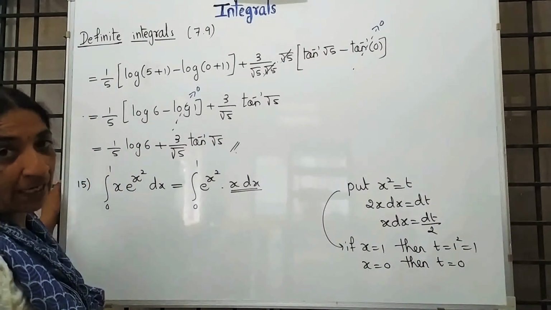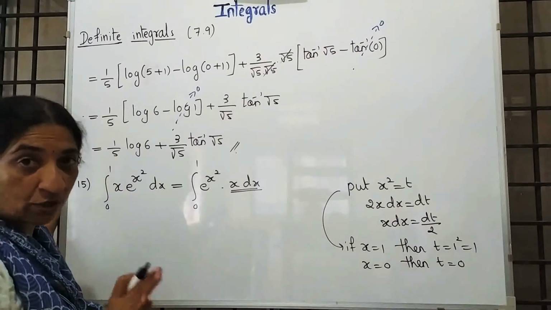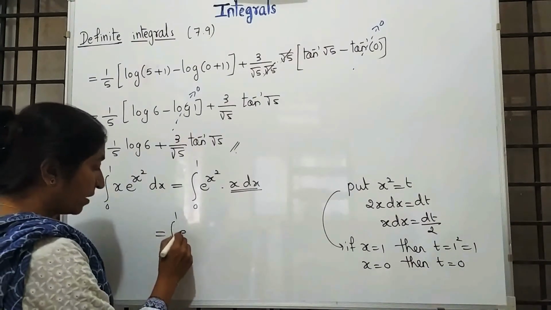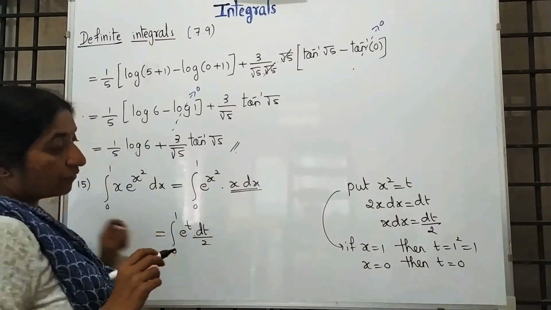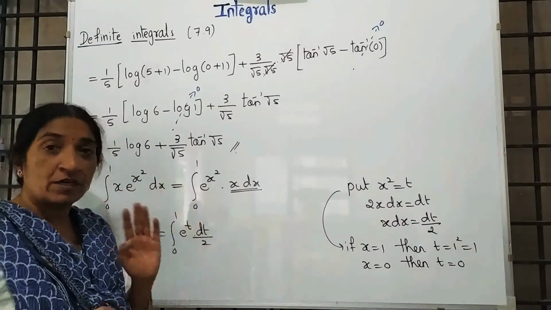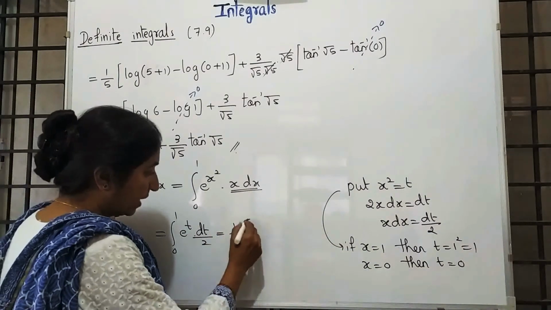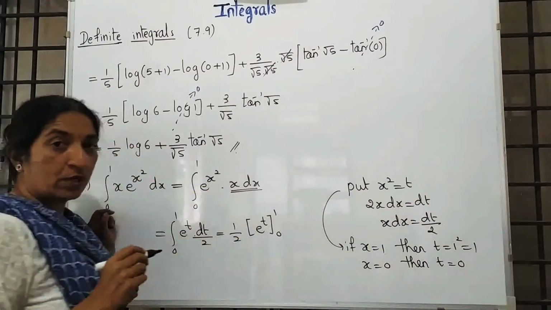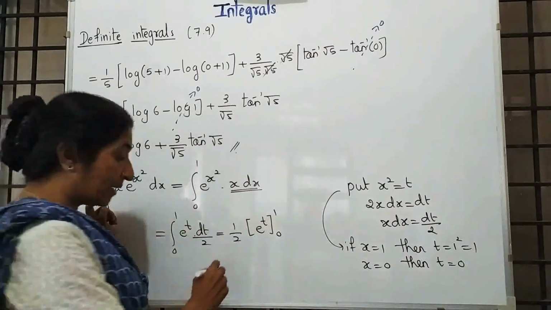So luckily you are getting the same values in this example, but every time you are not getting the same values. So it is 0 to 1, e raised to t into dt by 2. We converted the limits, that's why there is no need to convert the answer back into the form of x. It is 1 by 2 times the integration of e raised to t, which is e raised to t, from 0 to 1. We did the conversion, that's why I am directly writing the upper limit and lower limit.